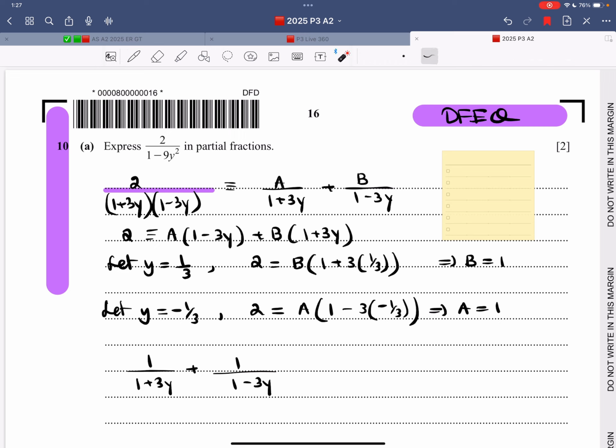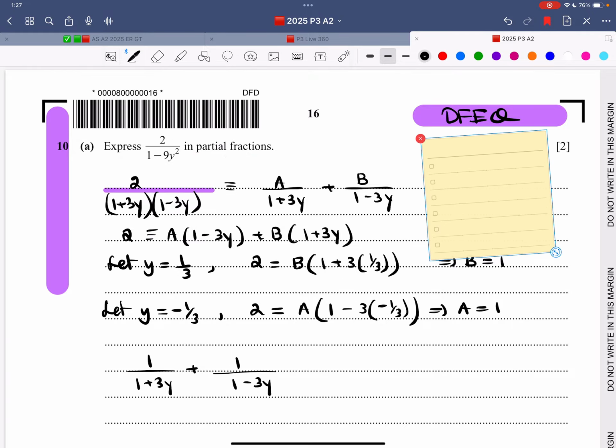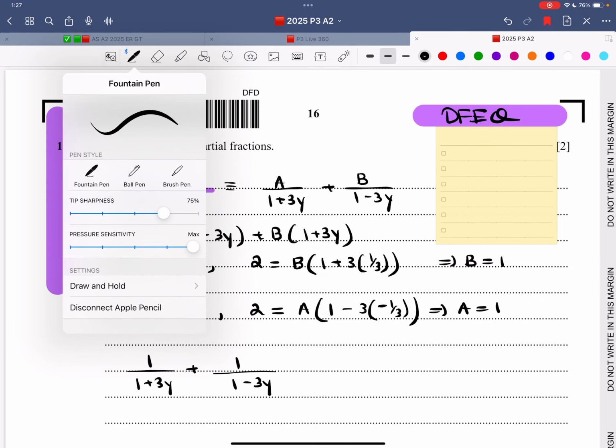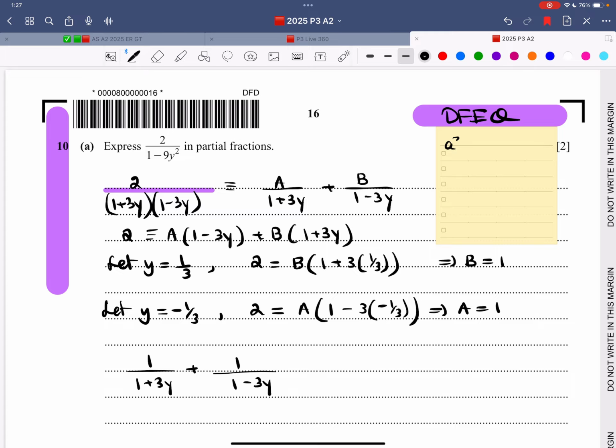So the very first thing is this, a simple question: express 2 over 1 minus 9y square in partial fractions. So the background knowledge is this thing, which is a square minus b square, that is a plus b into a minus b, and therefore 1 minus 9y square can be written as 1 plus 3y, 1 minus 3y. That is the first thing that you need to realize.